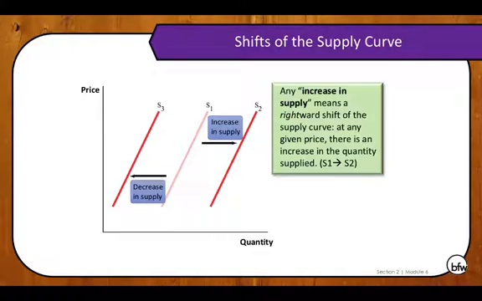So an increase in supply means a rightward shift of the supply curve at any given price, meaning there is an increase in the quantity supplied. A decrease in supply means a leftward shift of the supply curve, and at any given price, there is a decrease in the quantity supplied.